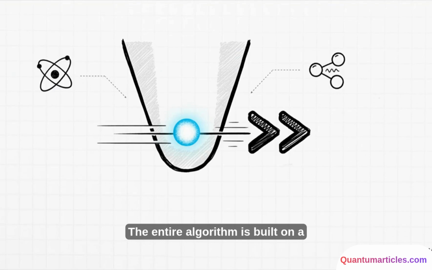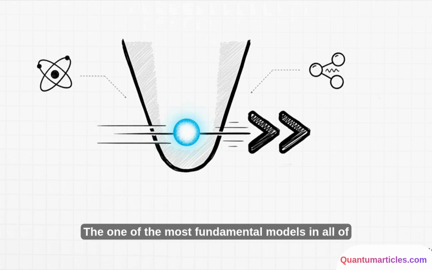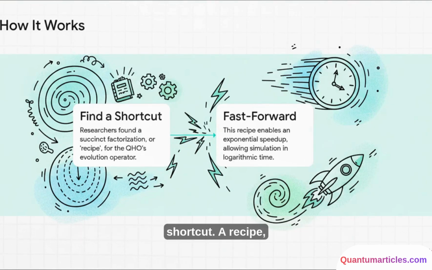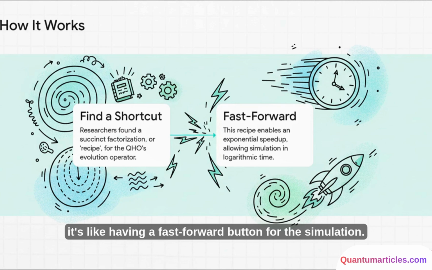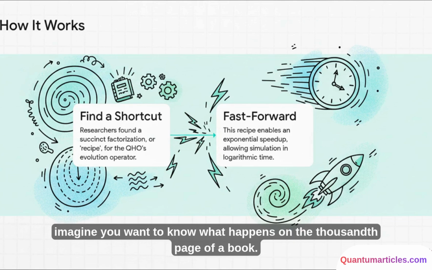The entire algorithm is built on a totally revolutionary way to simulate the Quantum Harmonic Oscillator, or QHO. And the QHO is one of the most fundamental models in all of quantum mechanics. It describes everything from atoms in a field to how molecules vibrate. It's a huge deal. What the researchers did was they found this incredible mathematical shortcut, a recipe, let's call it, for how the QHO evolves over time. And this recipe is so efficient, it's like having a fast-forward button for the simulation. Seriously, imagine you want to know what happens on the 1000th page of a book.